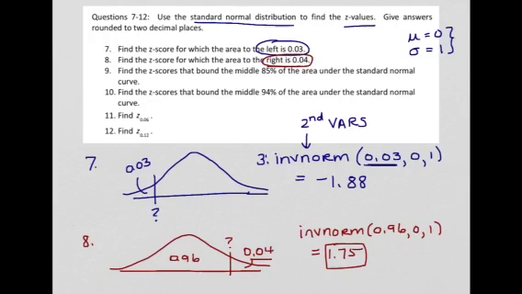Notice that this value is positive because we have a z-value on the right of the mean, and in the last problem our answer was negative because we had a z-value to the left of the mean. So of course the mean is 0, negatives on the left, positives on the right. So now let's take a look at question 9.